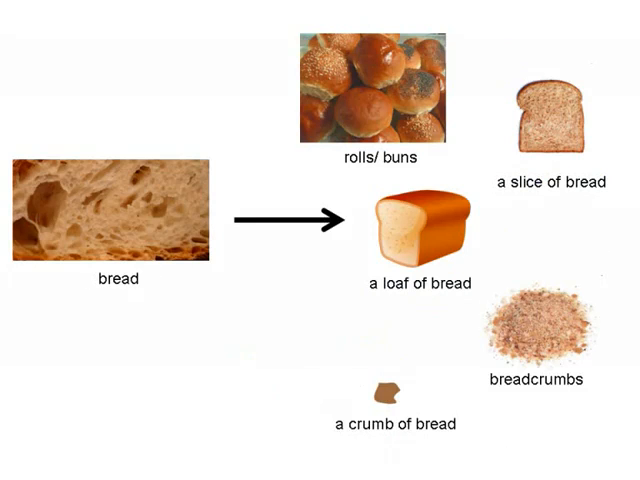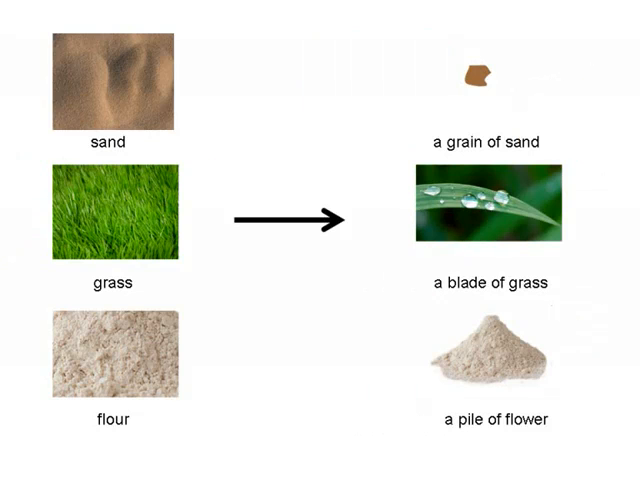Bread alone cannot be counted, but rolls can be counted. 1 roll, 2 rolls, 1 slice of bread, 2 slices of bread, a loaf of bread, 2 loaves of bread, 1 breadcrumb, 2 breadcrumbs, a crumb of bread, 2 crumbs of bread. Some sand, a grain of sand. Some grass, a blade of grass. Some flour, a pile of flour.